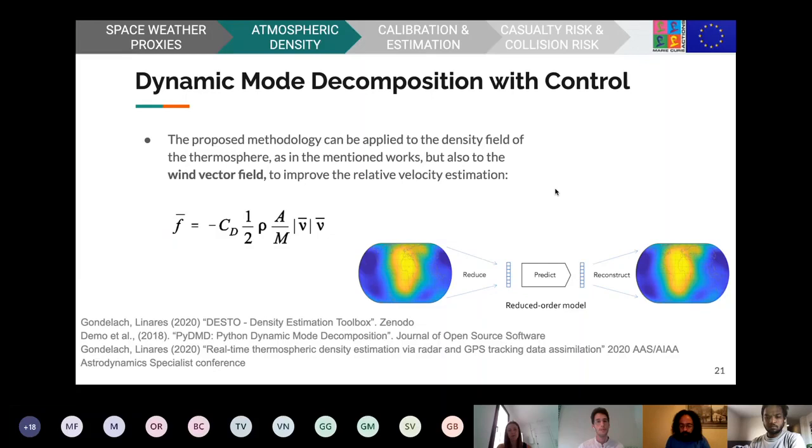So we do this for the density following a number of works, but looking into the literature, we found that there's a lot of available data for the wind field of the thermosphere. And so we're aiming also at doing the same for the vectorial field, the wind field in the thermosphere, so that we can again accurately and efficiently construct a reduced order representation of the vector of the wind field, and therefore compute the drag force acting on the satellite, which is a function of the density and of the relative velocity with respect to the atmosphere.